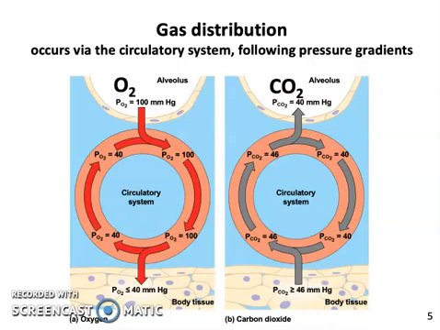For carbon dioxide, it's just the reverse. Carbon dioxide levels are highest in the tissues, so carbon dioxide diffuses from the tissues into the circulation, then to the lungs, where it diffuses across the alveolar surface into the lungs and is exhaled into the outside environment, where CO2 levels are very low.